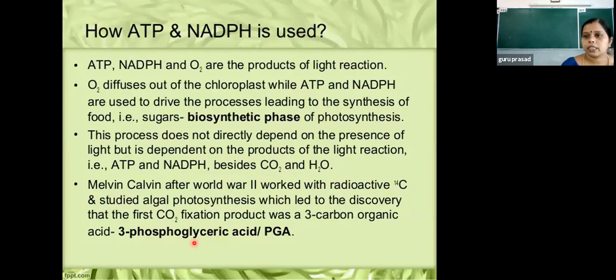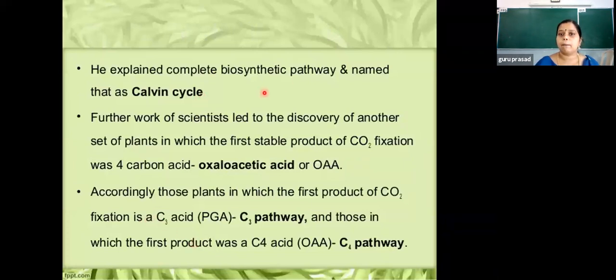Okay, so he discovered how the carbon dioxide is reduced by utilizing ATP and NADPH in order to synthesize the sugar. Hence, this cycle is also called what? Calvin cycle. Okay. So the complete biosynthetic pathway, how the sugars have been synthesized, which is the first stable compound formed, and the series of next intermediate compounds formed during the entire process, is explained in a cycle called the Calvin cycle.